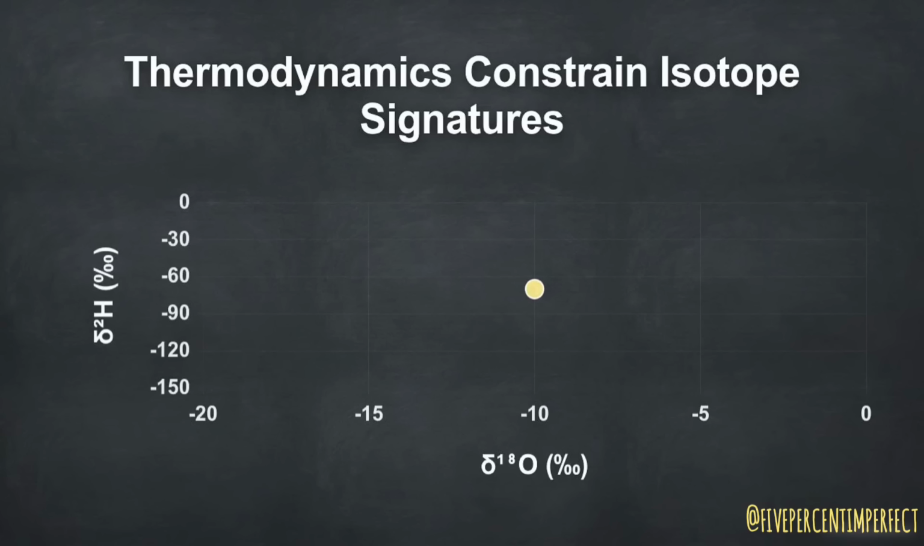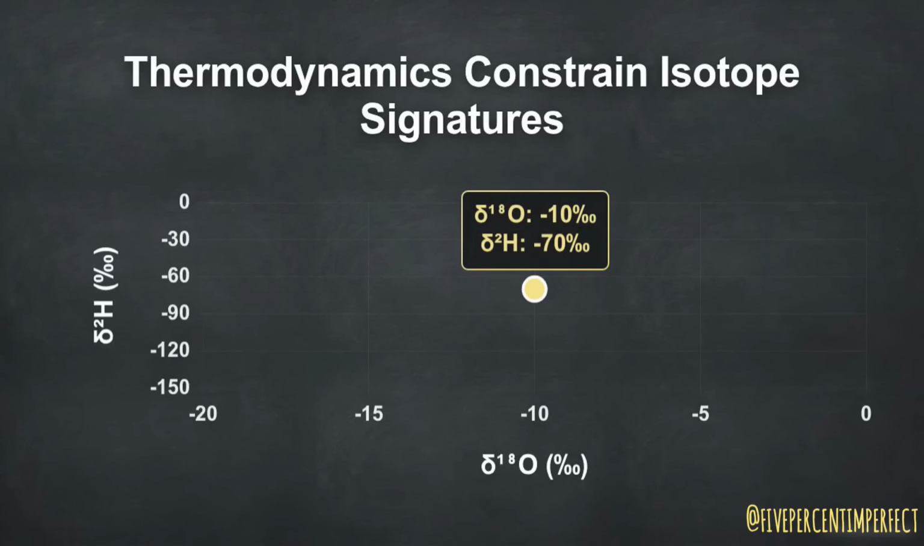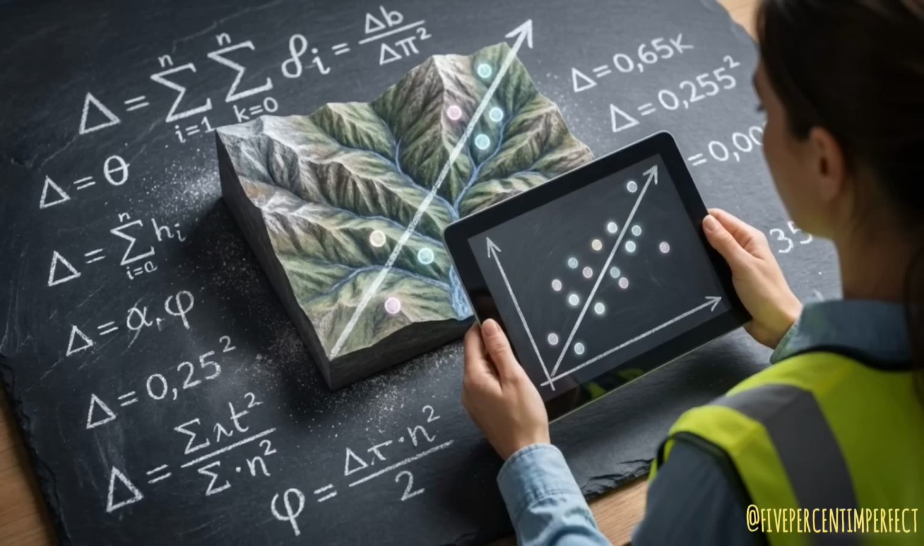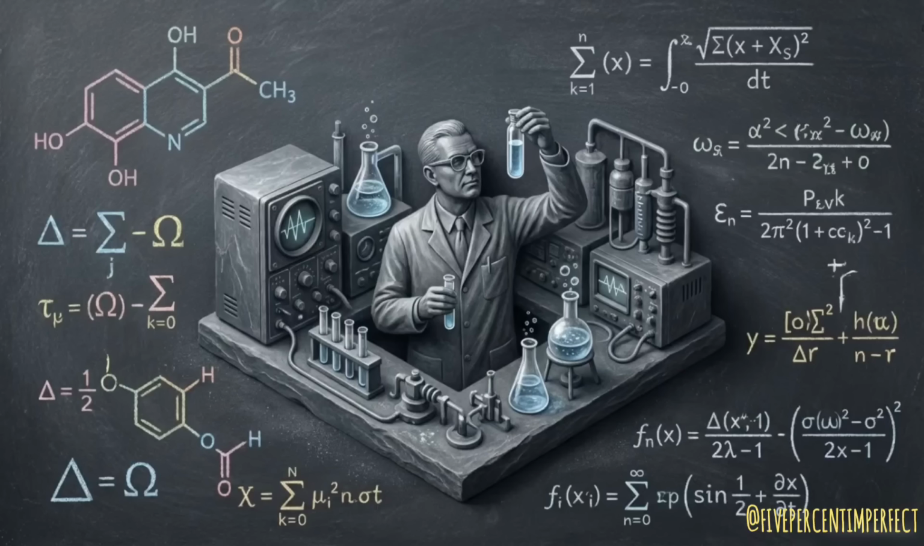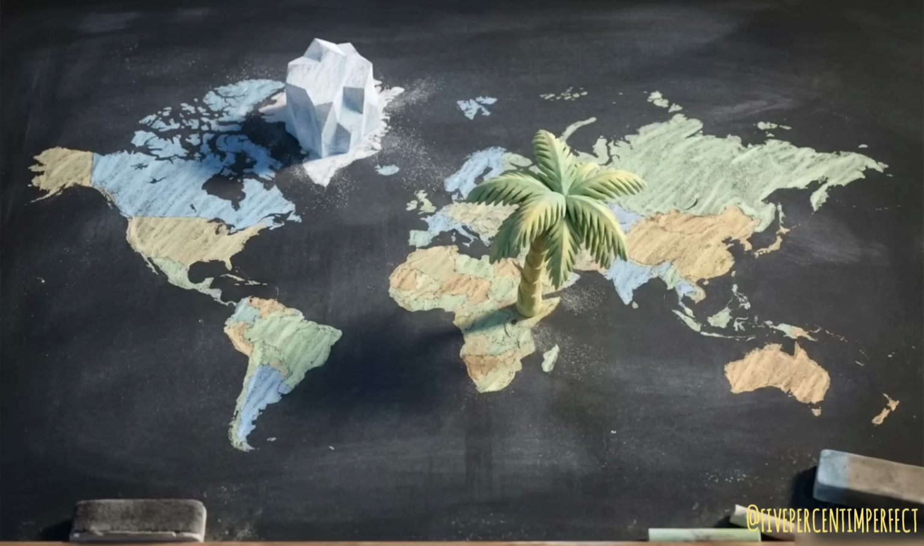Every droplet of water you pull from the field and run through a mass spectrometer becomes a single coordinate on this grid. Where that point lands is completely constrained by the baseline thermodynamic principles of the water cycle. Mastering how water moves across this coordinate system is the mandatory first step for all advanced diagnostic work in the field.